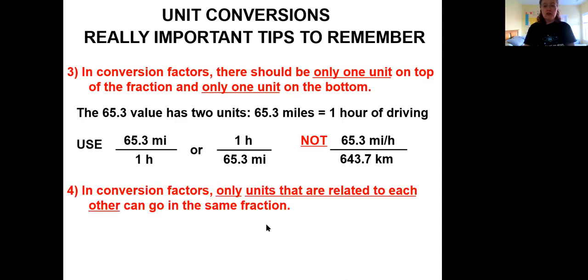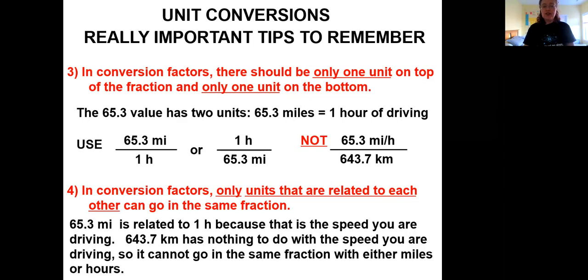In conversion factors, only units that are related to each other can go in the same fraction. The 65.3 miles is related to 1 hour because that is the speed you are driving. 643.7 kilometers has nothing to do with the speed you are driving, so it cannot go in the same fraction with either miles or hours. Just the guys who are related can go together in the same fraction. And it has to be the numbers that make those 2 units equal to each other.